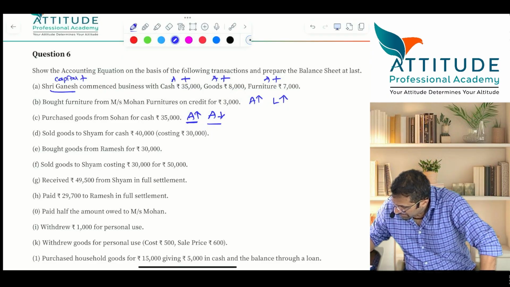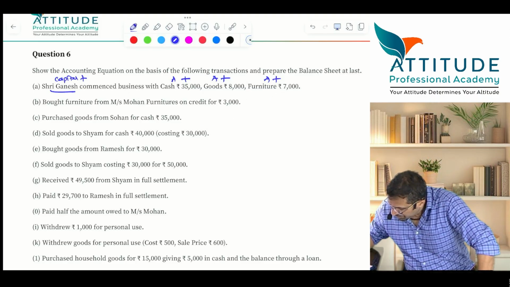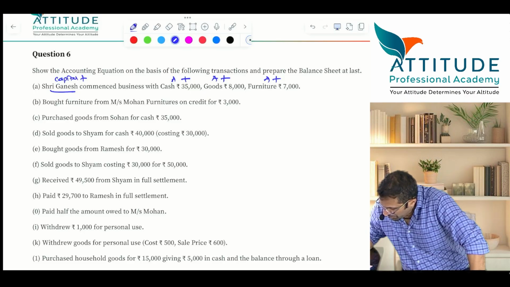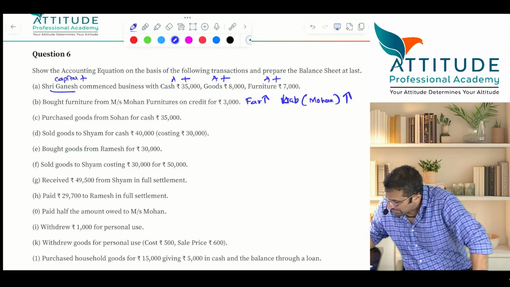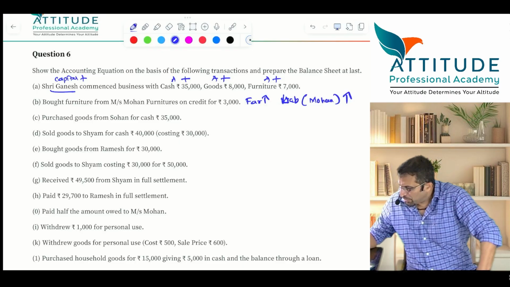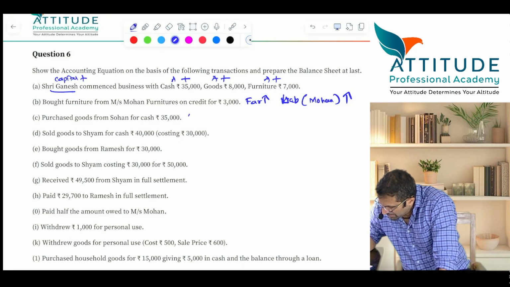So I can put it like this also here. One second, wait. For your easy understanding, I'll put it like this. Bought furniture, asset increases, on credit, Mohan liability also increases. Is that clear? Okay, I'll put it as asset and liability only here, it becomes easy. Here, purchases: asset increases, and here asset decreases.